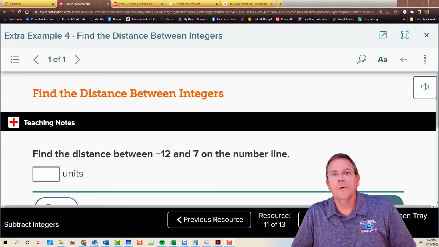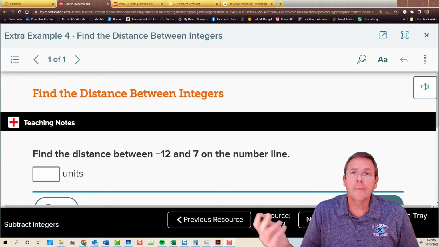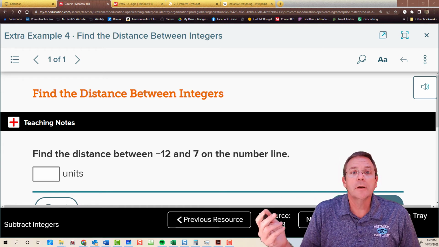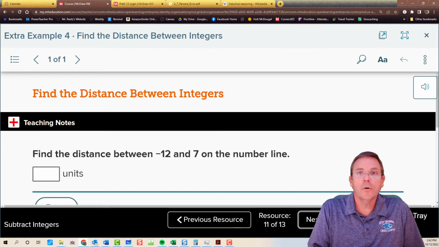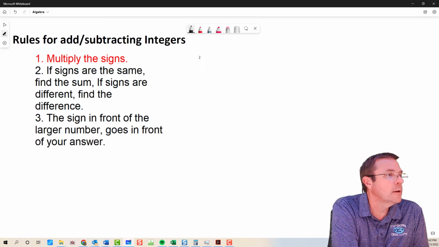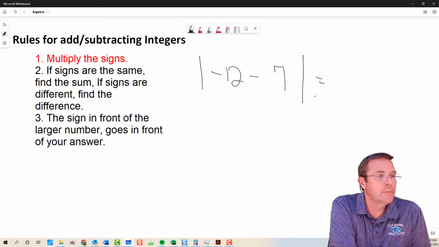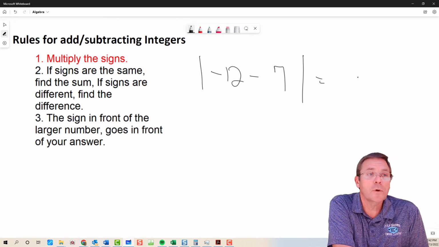How did it work out for you? So we're looking at here the distance between a -12 and a +7. So we're going to take from here and set up our problem as an absolute value problem where I've got the absolute value of -12 minus a +7. Signs are the same, so we're going to find the sum.